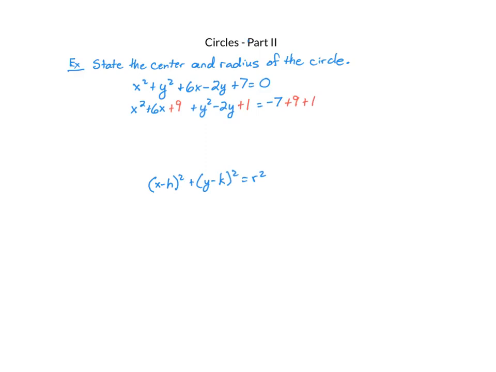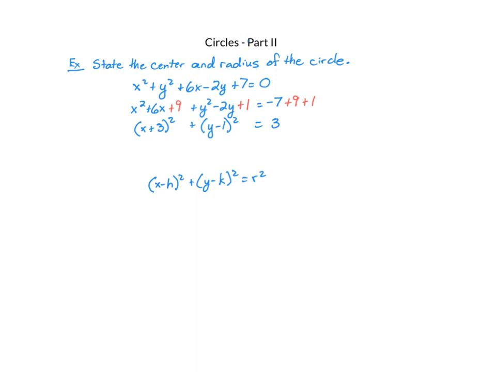Since I chose the appropriate numbers, I know that I will have a perfect square here. It is x plus 3 squared. And I'll have a perfect square here with respect to y as well. And I have y minus 1 squared. On the right-hand side, I do the arithmetic. I have -7 plus 10. That's 3. And notice this equation is now in standard form.